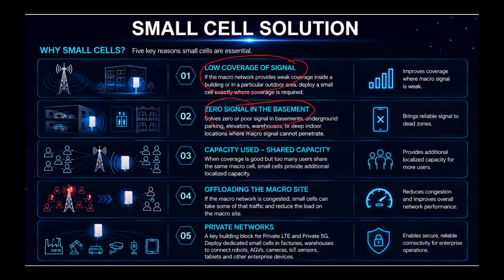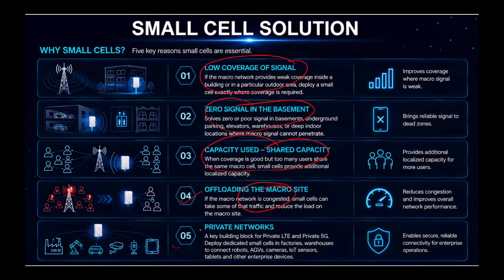Third is additional capacity. Sometimes we already have good coverage, but there are too many users or devices in some areas. Small cells can add extra network capacity exactly when it is needed. Then we have macro offloading. When a macro site becomes heavily loaded, some users' traffic can be served by nearby small cells, and it helps reduce congestion on the macro network.